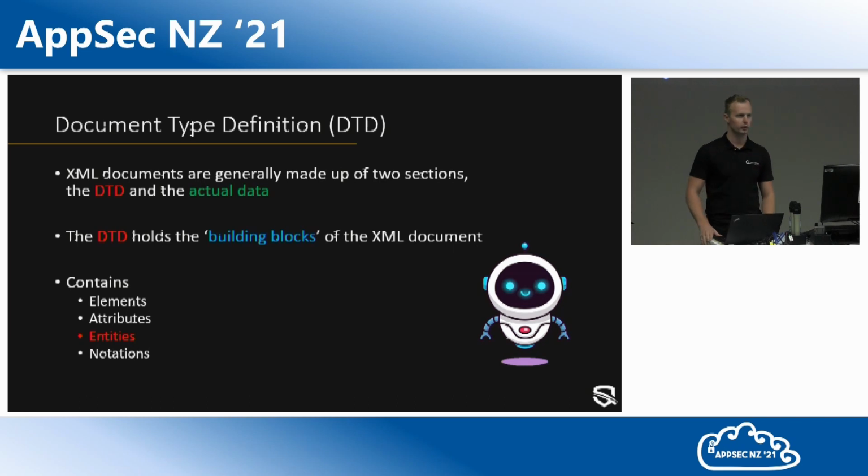XML documents are made up of 2 sections. So you have a piece at the top called a document type definition, and then below that you'll have all the data that actually makes up the document. So the document type definition has all of the building blocks and sets a whole lot of constraints for what can be inside the document, and then the actual data itself must comply with those constraints, but can reference entities and things that are defined in your DTD.